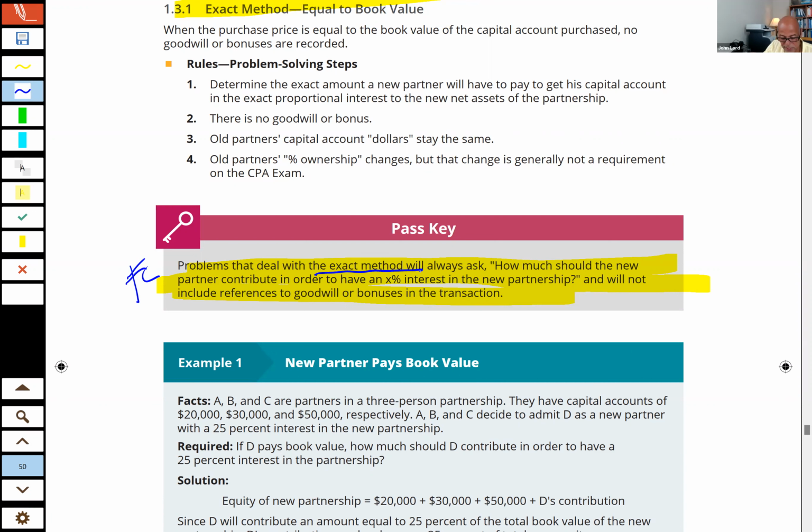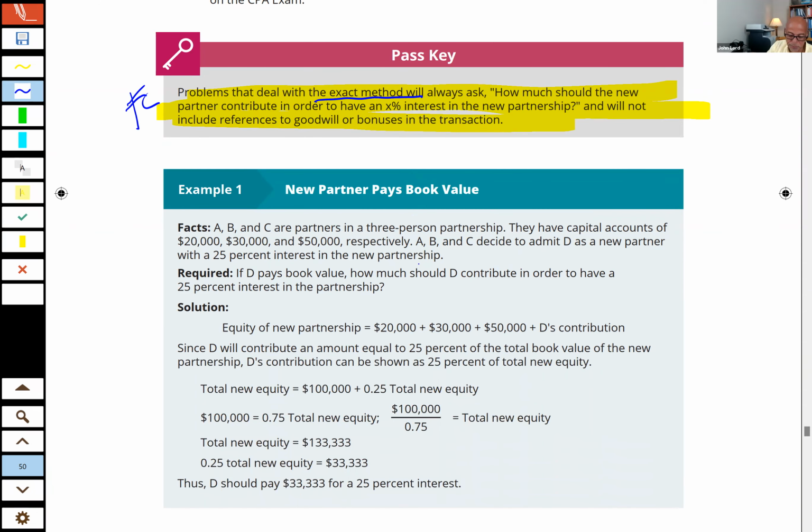So you look at this example, this question. Let's just look at the example. We have A, B, and C are partners in a three-person partnership, and they have capital accounts of 20, 30, and 50,000 respectively. A, B, and C decide to admit D as a new partner with a 25% interest. And they want to know how much D should contribute to get that 25% interest. So you just start doing the algebra on that, guys. You say, well, A's amount plus B partner's amount plus C partner's amount and partner D's contribution, that's the unknown, isn't it? Okay.